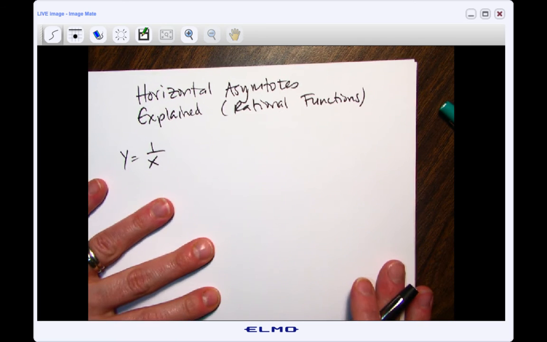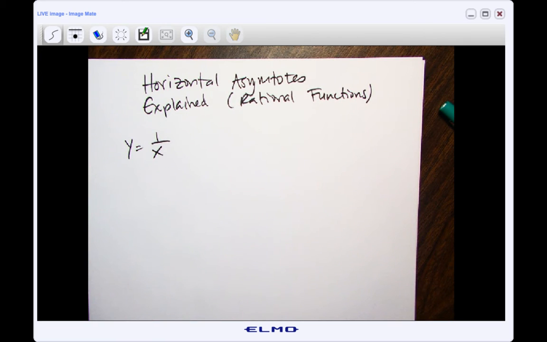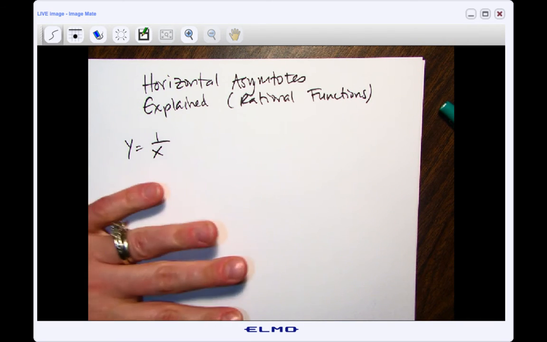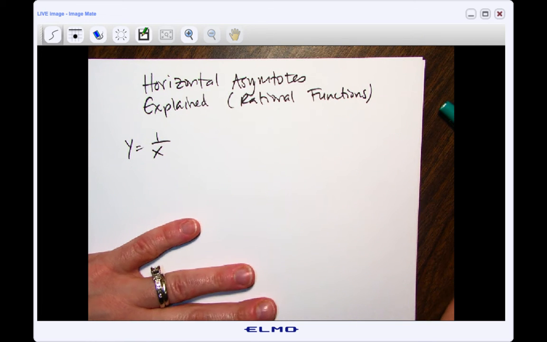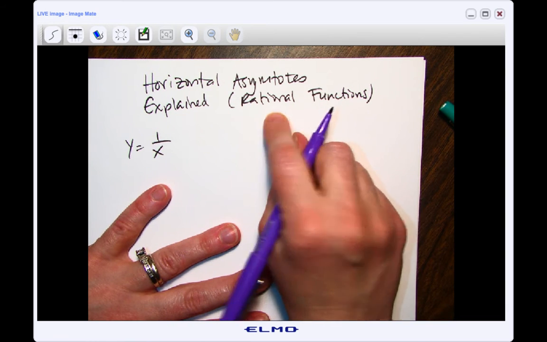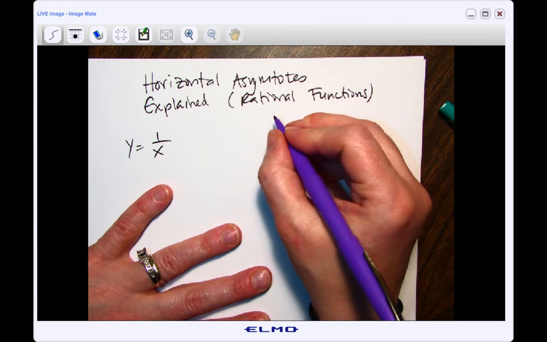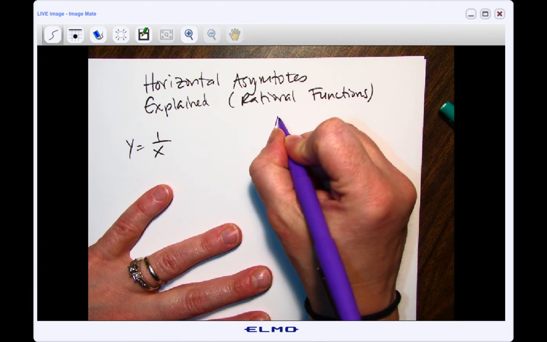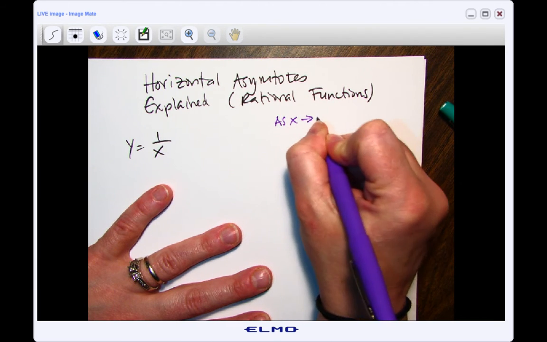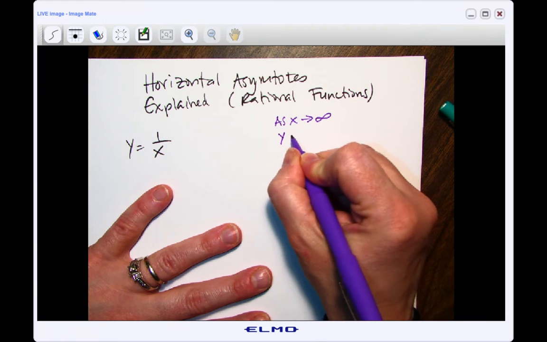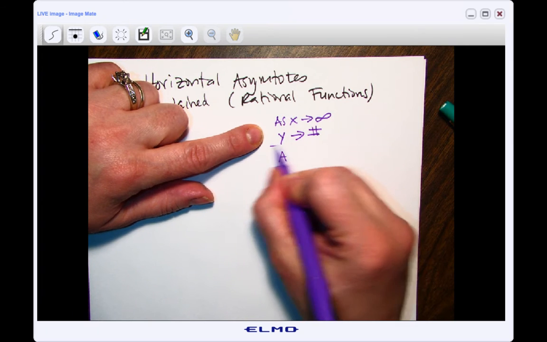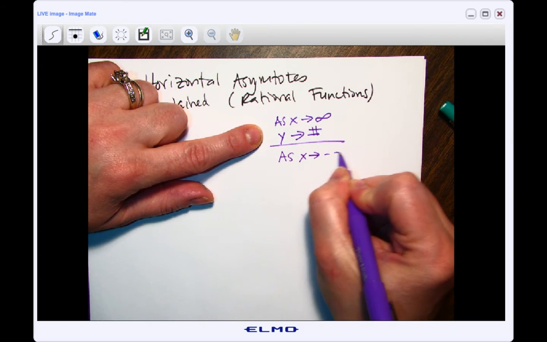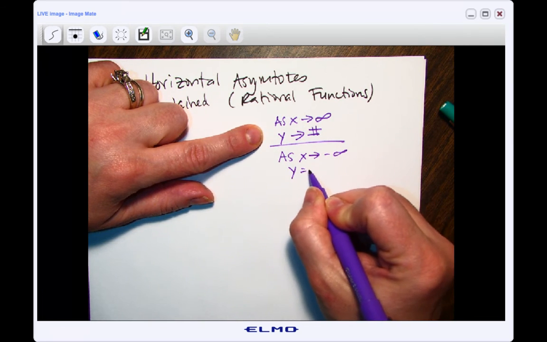Okay, in this video, we're going to be talking about horizontal asymptotes as they pertain to these rational functions. So, how do horizontal asymptotes happen? Well, in essence, it's this simple idea. As x approaches infinity, y is going to approach a number. Or as x approaches negative infinity, y is going to approach a number again.